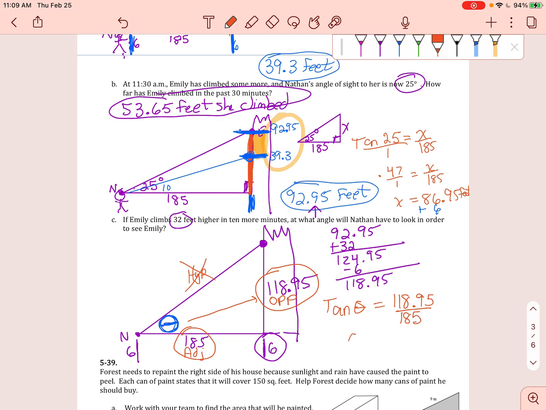And we can flip it immediately, guys. Theta equals inverse tan, tan to the negative 1, of 118.95 divided by 185. That is just what you were putting in your calculator. Keep in mind you have to hit second first to get your answer, but I'm getting theta to be approximately 32.73 degrees. So he's looking up about 32 degrees.